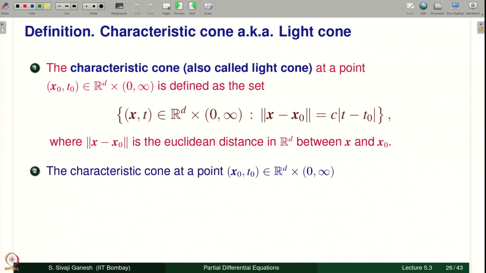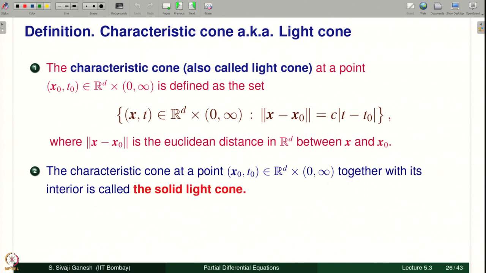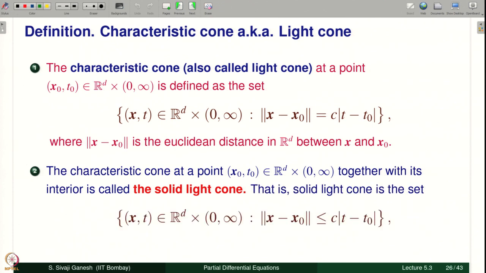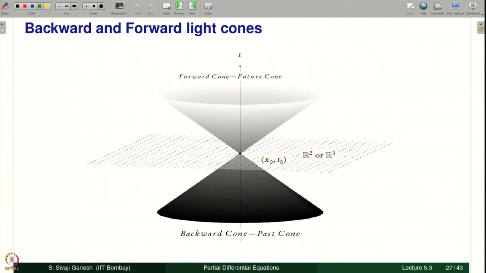The characteristic cone at the point (x0, t0) together with its interior, this is only the surface, this is with the interior we are considering now, that is called the solid light cone. That is, the solid light cone is this set. So, this is the picture; you can imagine R2 or R3. It is easy to imagine R2, R3 you cannot really imagine because the picture will be in 4 dimensions, but imagine this is R2, then this is what is called the forward cone or future cone, this is the backward cone or past cone, and this is the vertex which is (x0, t0).